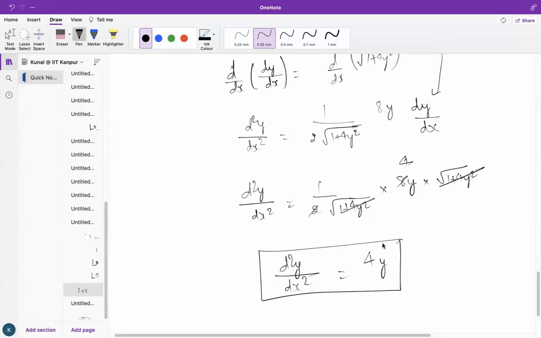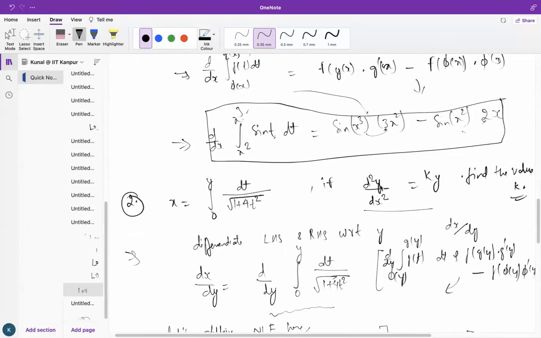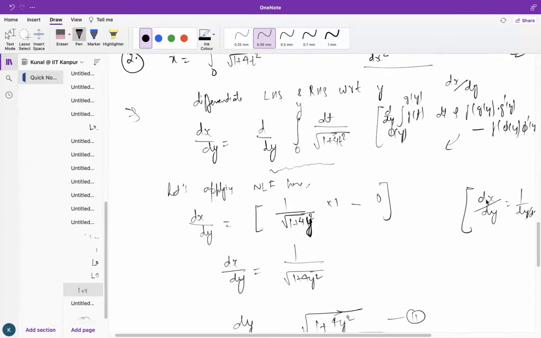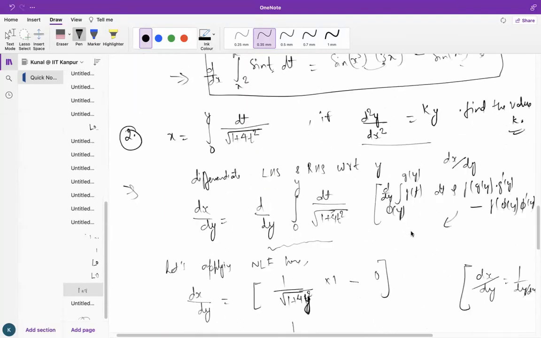And what do we have to find here? We have to find, if d square y by dx square is something like ky, the value of k. So what is the value of k here? K is equal to 4. I hope you all understand what I did here, right?